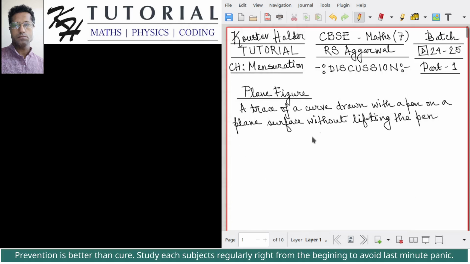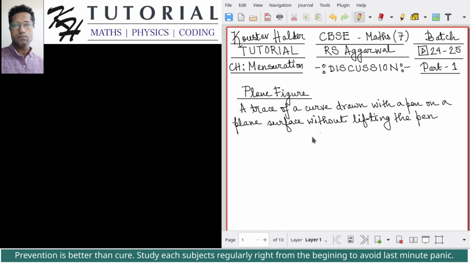Before discussing the perimeter and area of the simple rectilinear figures that we will learn in this chapter, we must understand the basic concepts: what a plane figure is, what closed figures are, what open figures are, what rectilinear figures are, what simple rectilinear figures are, and what the standard simple rectilinear figures are. And then we will understand what is meant by the perimeter and area of a plane figure. Okay, so what is a plane figure?